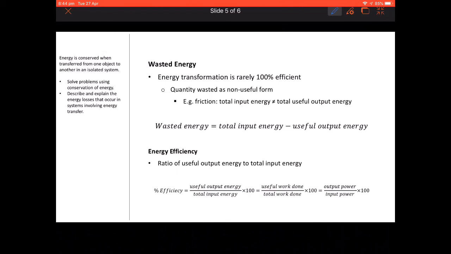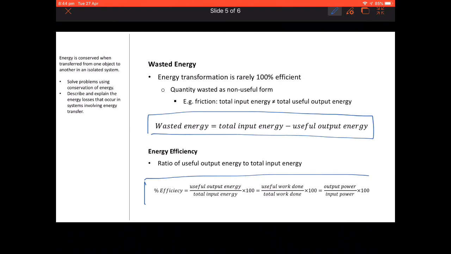So therefore the total energy that you're putting into something isn't the same as the total useful output energy. So wasted energy is equal to the total input energy minus the useful output energy. So whatever the difference is between those two will be your wasted energy. And energy efficiency is the ratio of useful output energy to the total input energy.